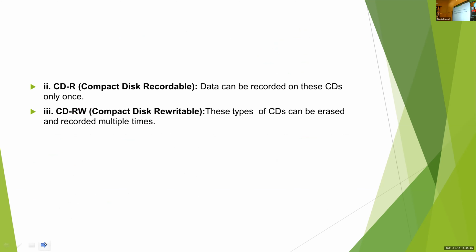The next one is CDR. CDR means compact disk recordable. Recordable means once we can record. After buying that empty CD, once we can write the data, but we can't edit the content after writing. That is compact disk recordable. Only once can we write data.